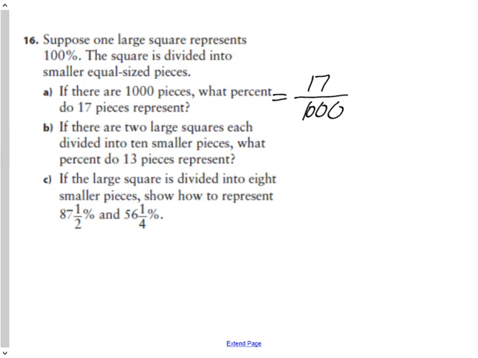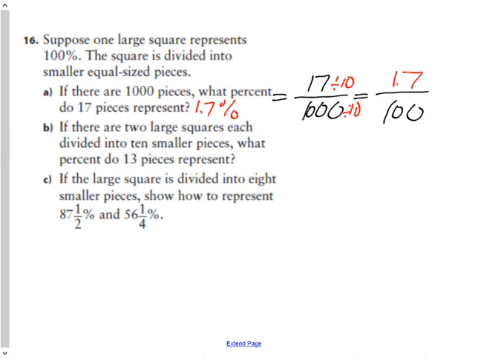That's the fraction. But as a percent, since all percentages are out of 100, to make this equivalent fraction, what do I divide 1,000 by to get 100? 10. So I'd have to divide the numerator by 10 too, and I get 1.7 out of 100. So what percent does that represent? It represents 1.7%. 17 pieces shaded in out of 1,000 represents 1.7%.